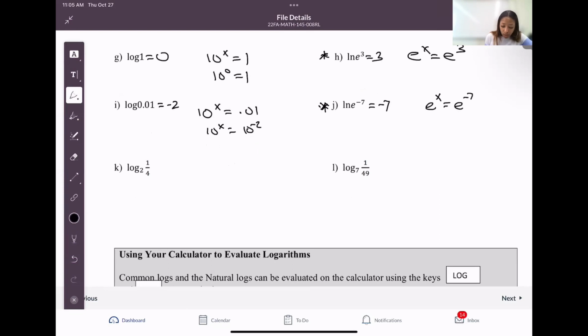Right, last 2, log base 2 of 1/4. 2 to what power equals 1/4? 1/4 is 2 to the negative second power. So we have log base 2 of 1/4 is negative 2. And similarly, log base 7 of 1/49. This is 7 to what power equals 1/49? 1/49 is 7 to the negative second power. So this would be equal to negative 2.